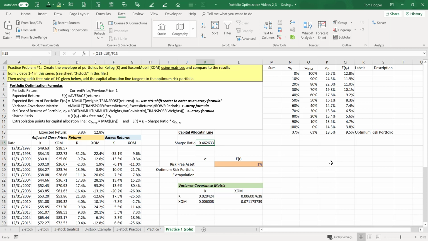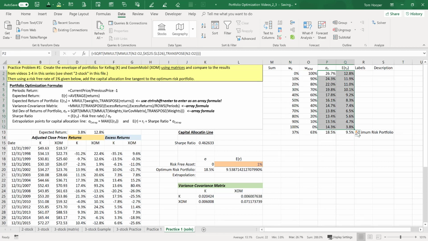So let's go ahead and put all this on a plot. We know that the risk-free asset risk is of course 0, and we were given that it was 1. The optimum risk portfolio, we just calculated the risk and the return. And then we have formulas up here for the extrapolation. So let's draw the chart before we extrapolate so we can remind ourselves what we're doing here.